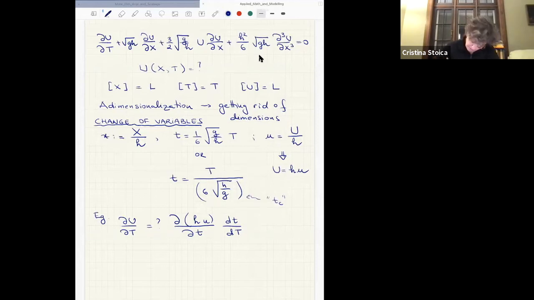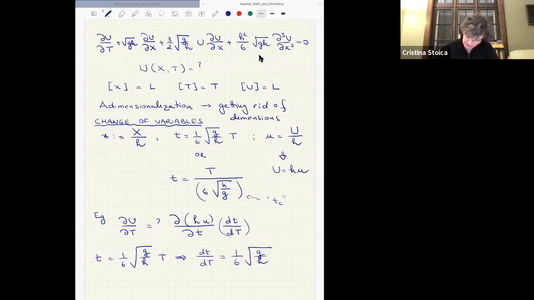So remember, from t equals 1 over 6 root of g over h capital T, we deduce immediately that dt would be dt over dT, which is basically a function of capital T. So this is the derivative of whatever is on the right-hand side. So T is going away, and we just stay with that. All right, so now we know what this is.